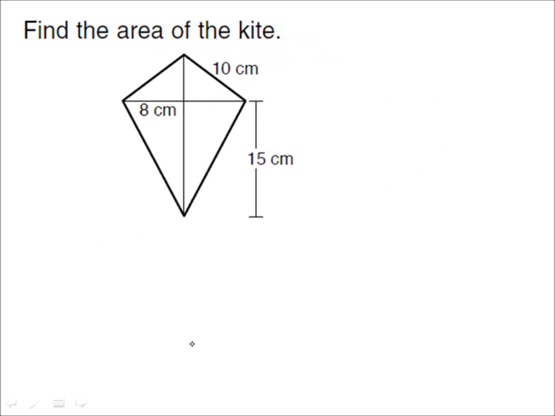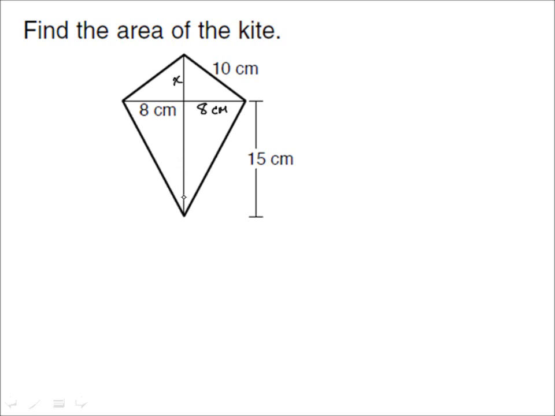Next, find the area of a kite. Let's see. Well, I know that one of the diagonals in a kite is indeed bisected. This one is not bisected, but this one is bisected. So I do know that this is 8 centimeters. And that's going to allow me to find this bit of this diagonal. I do know the rest of it's 15.